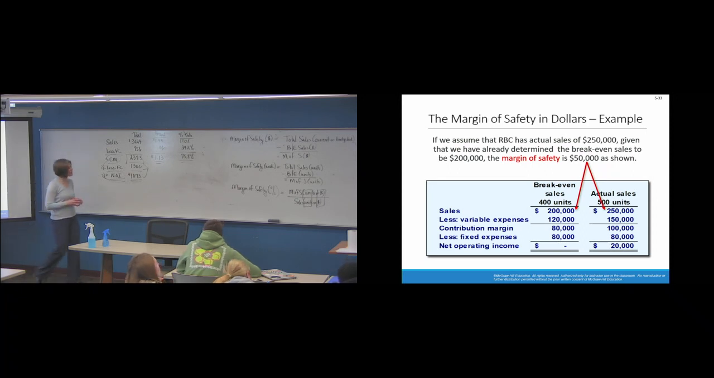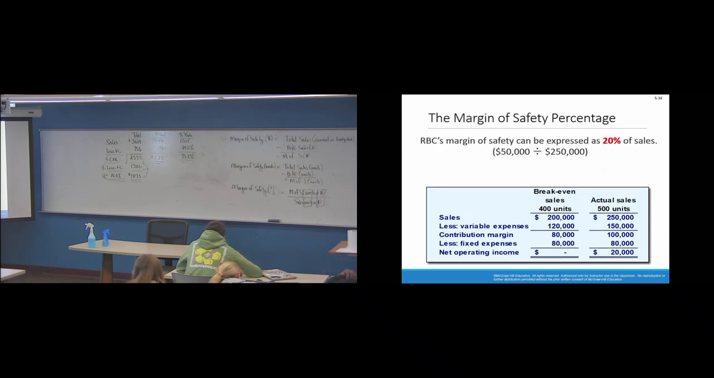As far as the percentage, you can do 100 divided by 500, or you could do 50 divided by 200, and your margin of safety would still be the same percentage, and that would be 20%, okay? Either way. Questions?